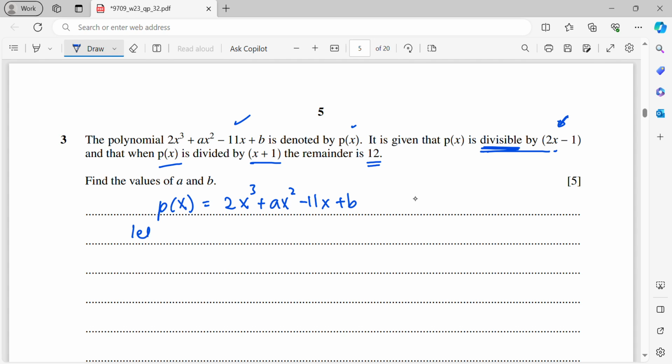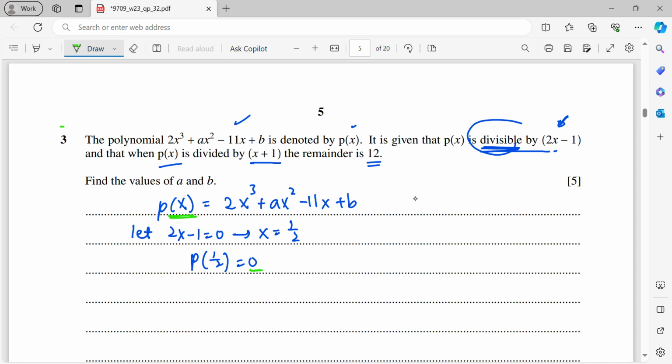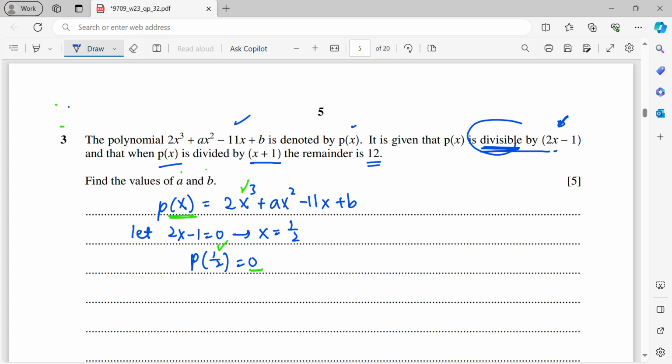Let 2x minus 1 be 0 first to get the x value. So it will be half, which means p(half) equals 0. That's the meaning of divisible by 2x minus 1, or 2x minus 1 is a factor of p(x). So now you replace p(x) by 0, and the x here will be replaced by half. Then you'll be getting the first equation, because you need to find two unknowns, a and b. Therefore, we need to solve the simultaneous equations.